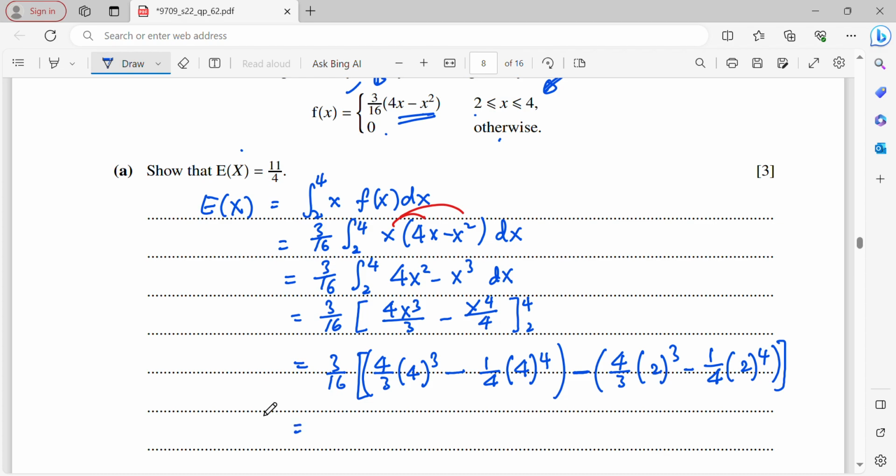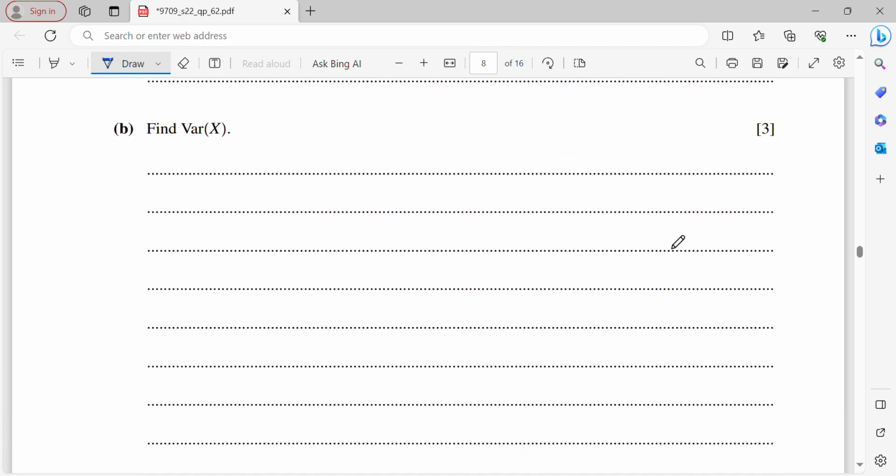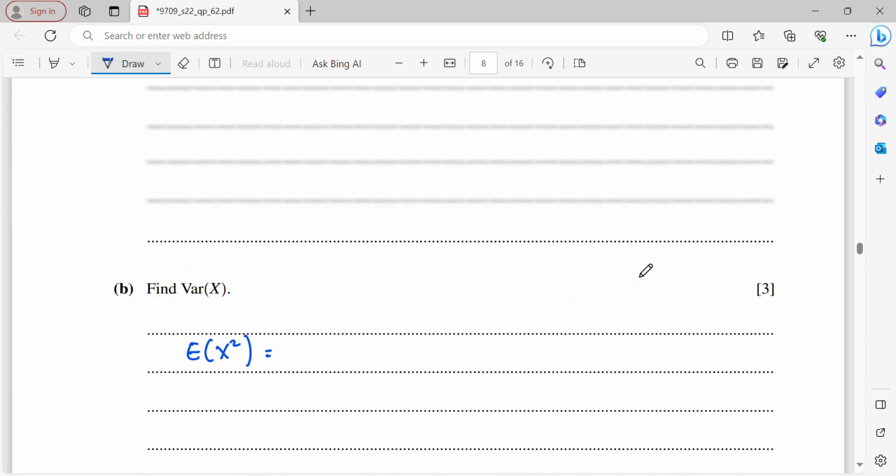Okay, then from here, when you calculate all this together, you will get 11 over 4. Alright, so with this, we have shown the E(X) value. Now part B, find Var(X). So for Var(X), we need to find E(X squared) first. So just now E(X), now E(X squared).